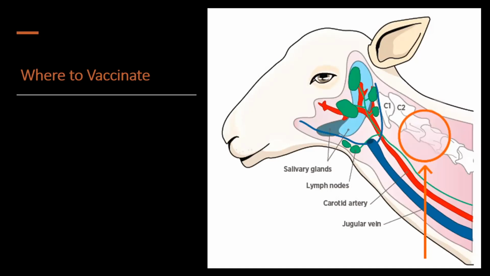So where should we vaccinate these animals? We'd recommend vaccinating high on the side of the neck and about 2 finger widths below the ear. So if we vaccinate right at the base of the ear, there is a risk of hitting that C1 vertebrae and therefore getting some site reactions. So we're coming just a little bit down from the ear, on the side of the neck, and subcutaneously with a 1/4 inch needle.